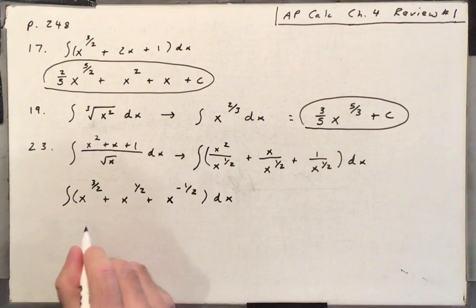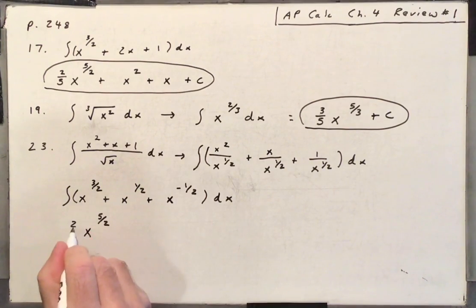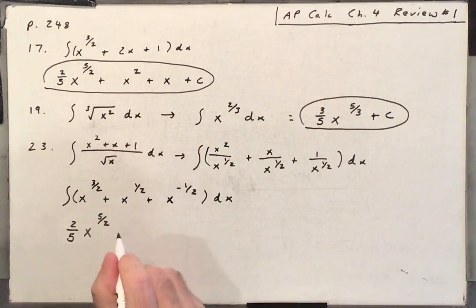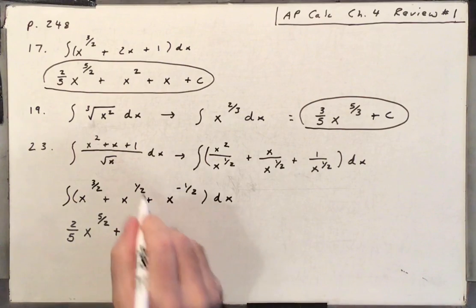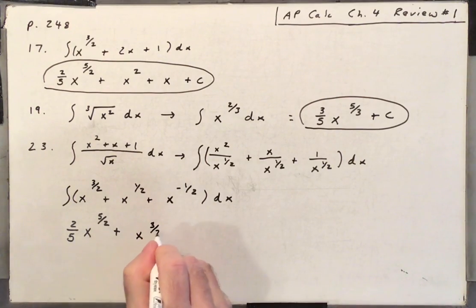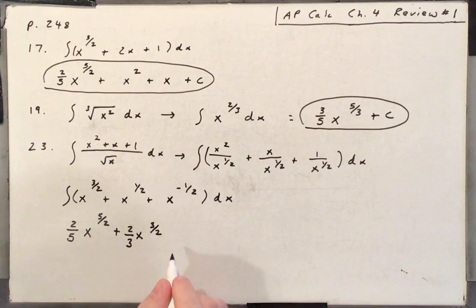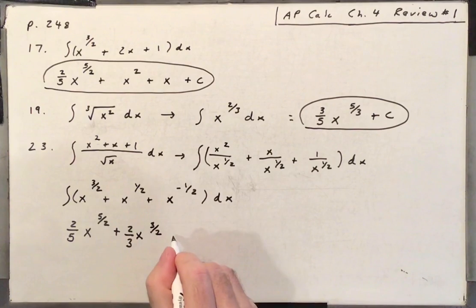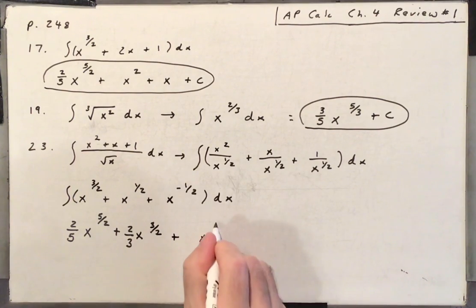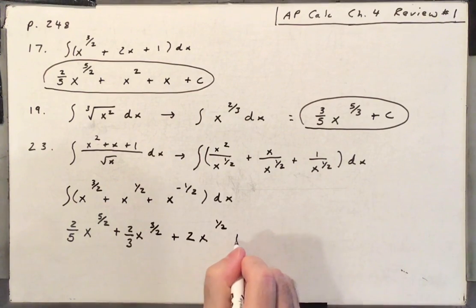We'll add 1 to 3 halves, so that's 5 halves. But we need a 2/5 out front. Add 1 to 1/2, so that would be 3 halves. But we're going to need a 2/3 out front. And then add 1 to negative 1/2. That's going to be 1/2. But I'm going to need a 2 out front.